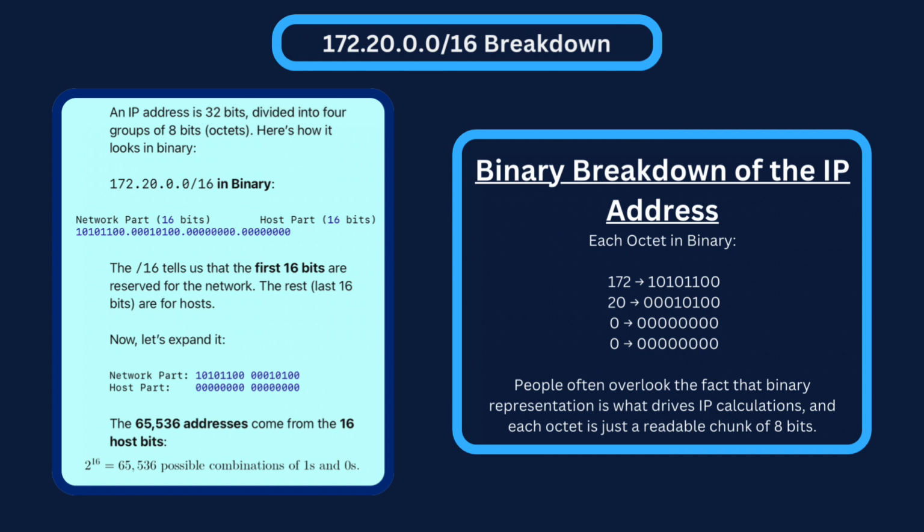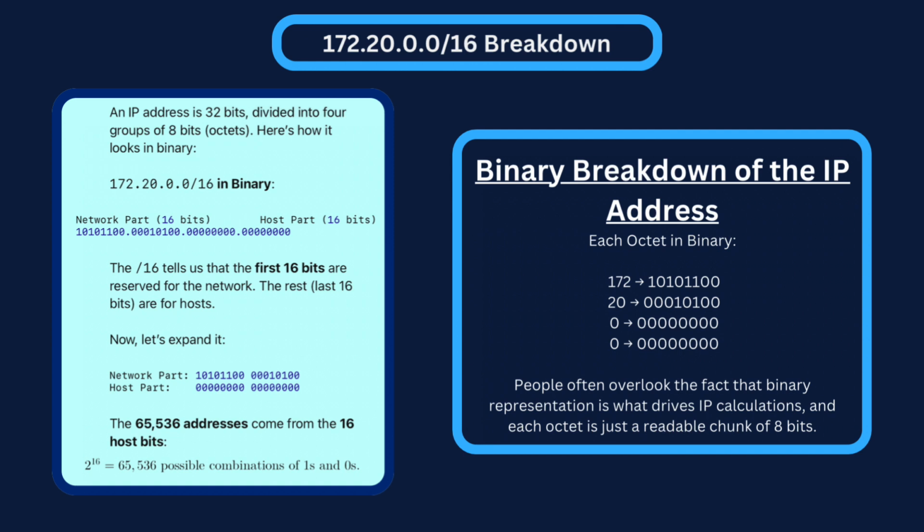/16 reserves the first 16 bits for the network. This means the first half of the IP, the network part, is fixed. The last 16 bits, the host part, provide flexibility for devices. The host part can vary from all zeros to all ones.